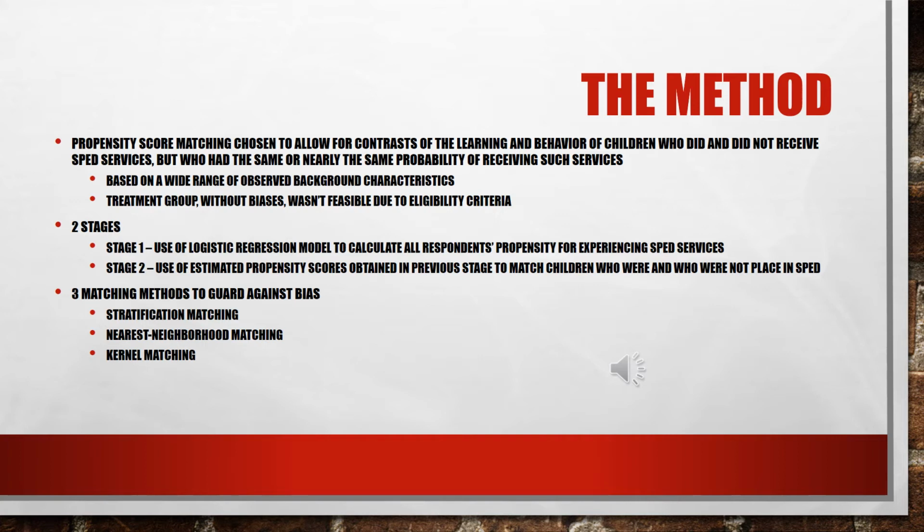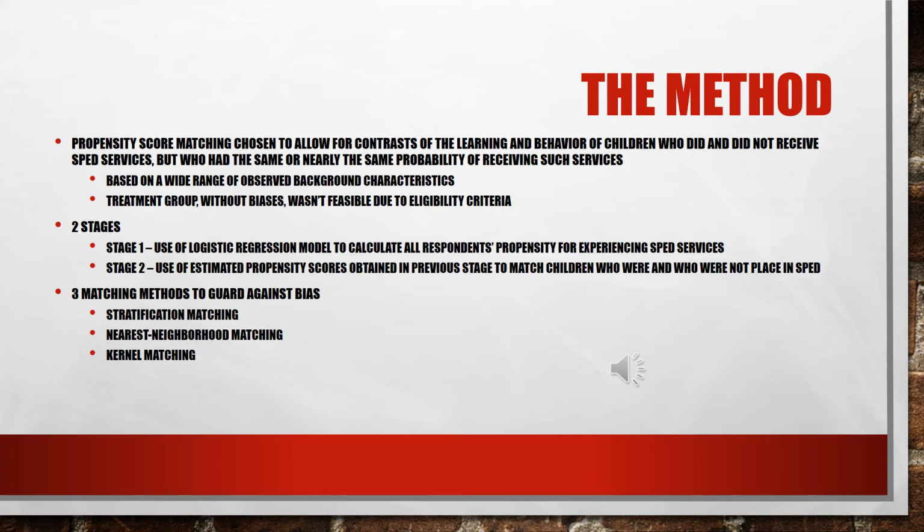The study was separated into two stages. Stage 1 entailed the use of a logistic regression model to calculate all respondents' propensity for experiencing special education services. Stage 2 involved the use of estimated propensity scores obtained in the previous stage to match children who were and were not placed in special education. 3 matching methods were used to guard against bias.